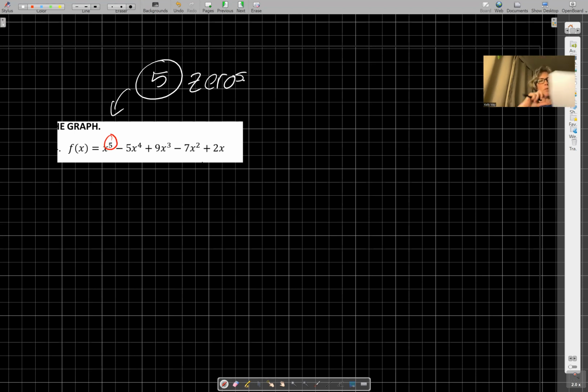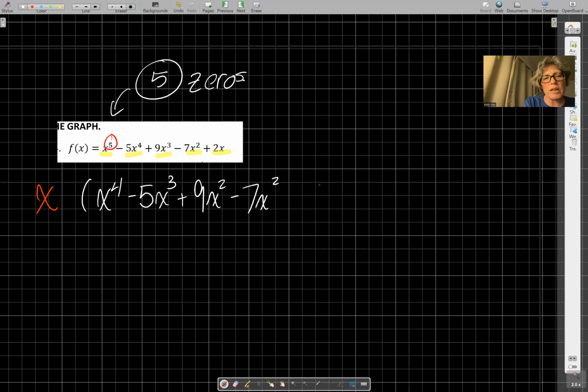All right. So step number 1, group and factor stuff out here. Find all my notes. Okay, so step number 1, I am going to simply take out an x. Why? Because I can. So here's an x. Take it out, and we have x to the 4th minus 5x to the 3rd plus 9x to the 2nd minus 7x to the 2nd plus 2. Okay, that is step number 1.